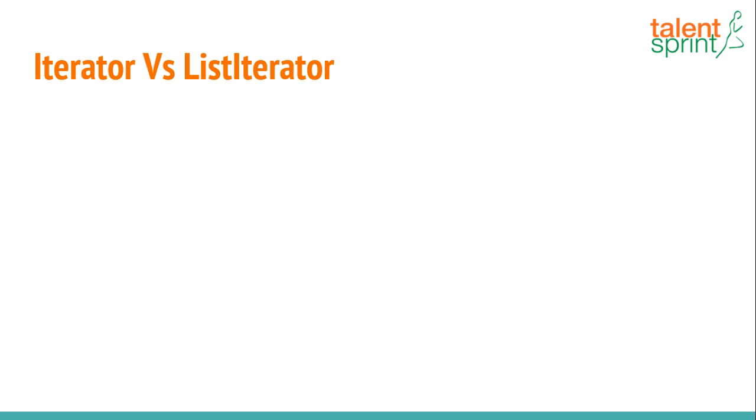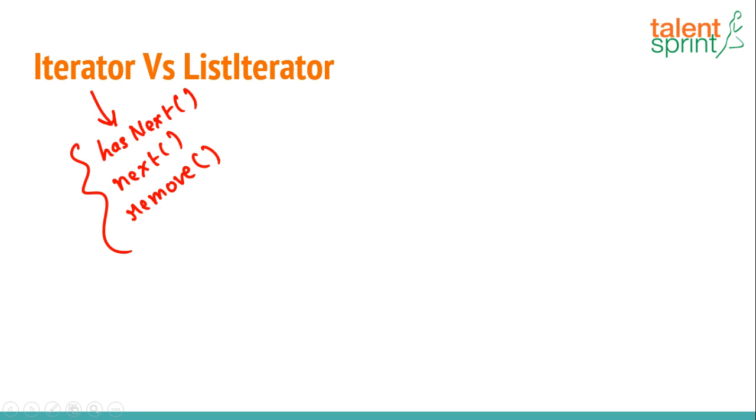next, Iterator versus ListIterator. What is the difference between Iterator and ListIterator? Any one of you, now that you know what Iterator does, what does ListIterator do? So the three functions that we saw that Iterator has were hasNext, next and remove, right? So these are the three functions of Iterator. Now what can you make out from these three functions that could be the difference between Iterator and ListIterator?